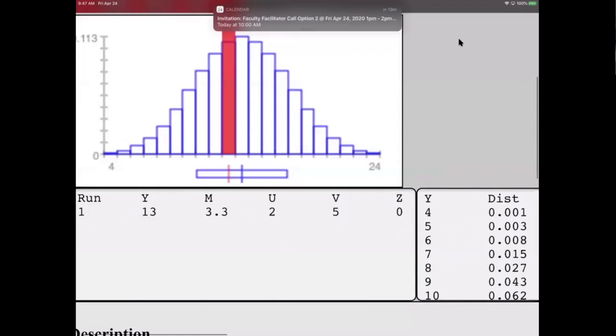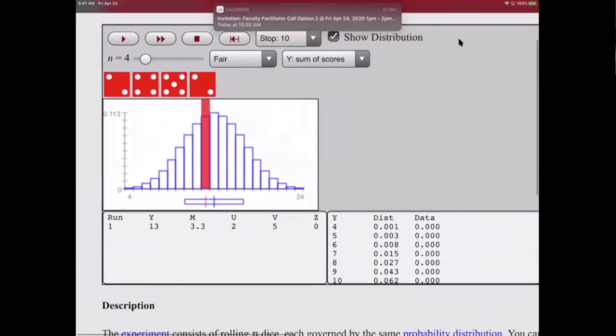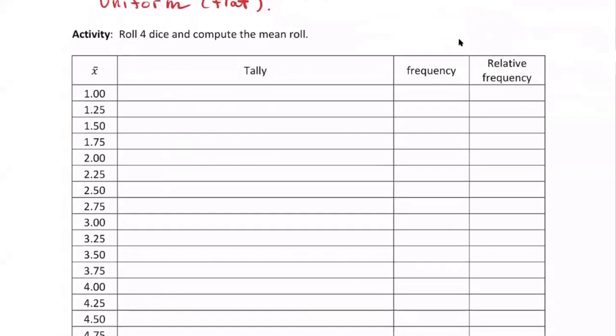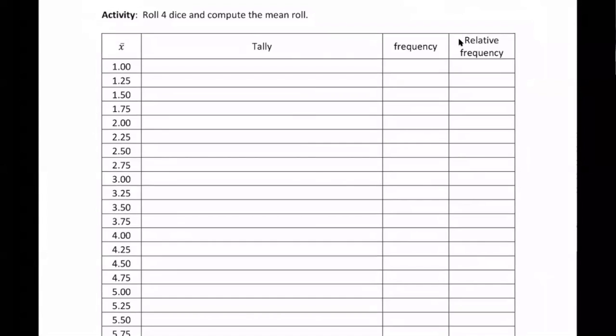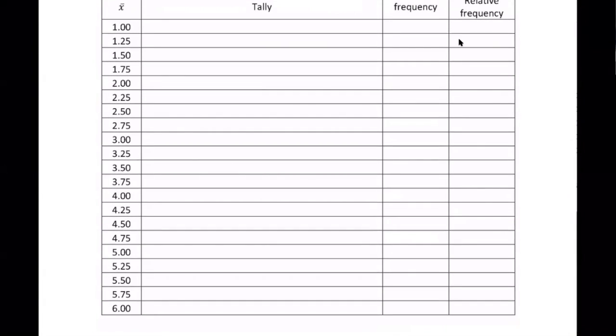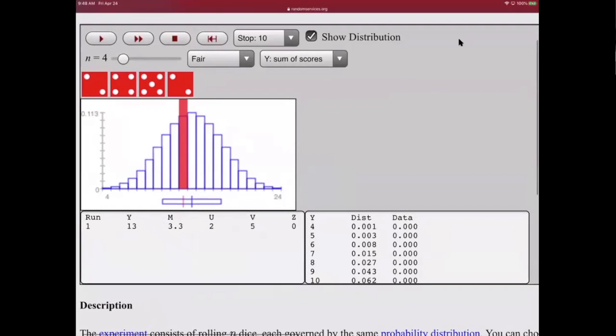The mean is 3.3. Let's just go back over to our tally. This cannot be a 3.3. It's rounding to the nearest tenth, so what they mean is a 3.25. We'll just go ahead and mark there. If it says 3.3, it means 3.25, and if it says anything .8, it means .75. So there's our first one. We're just going to do this over and over.